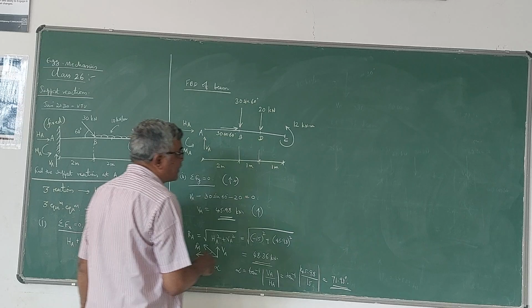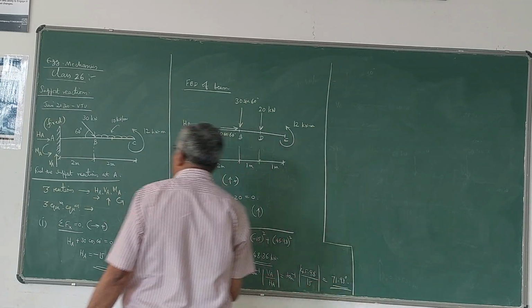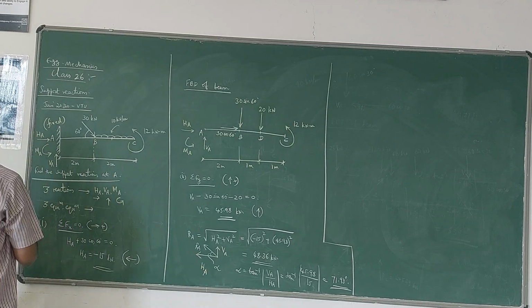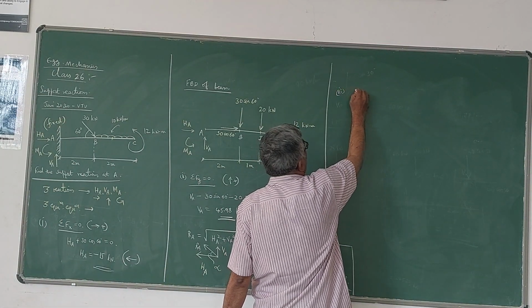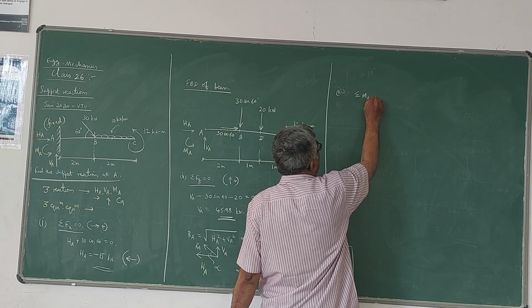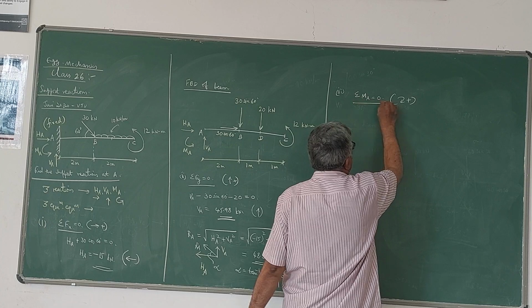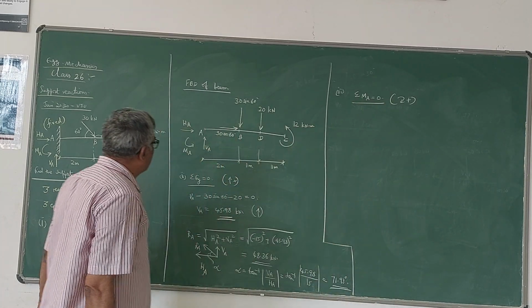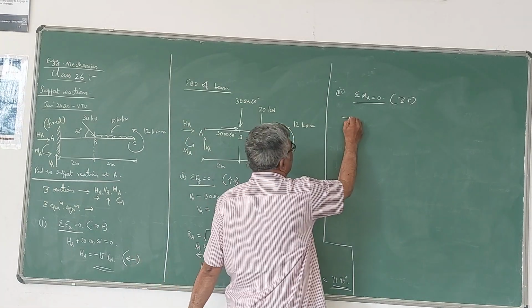Now this is one thing. Now we have to find out the resisting moment also. Resisting moment I have taken it as MA. So to find that, I will use the third equilibrium equation. Sigma MA is equal to 0, clockwise positive, anti-clockwise negative. That is my convention.